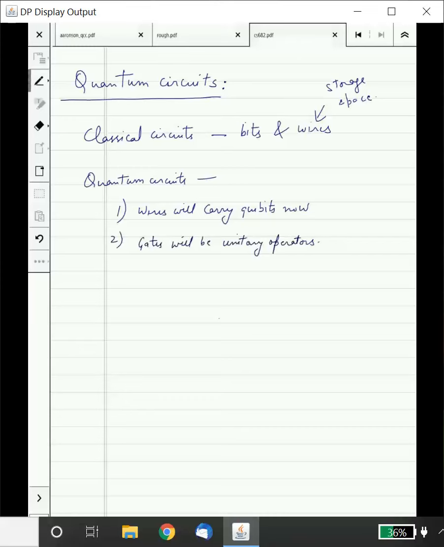And we have discussed some of these unitary operators. We know how they can look, numbered, and so on. We will see many later.